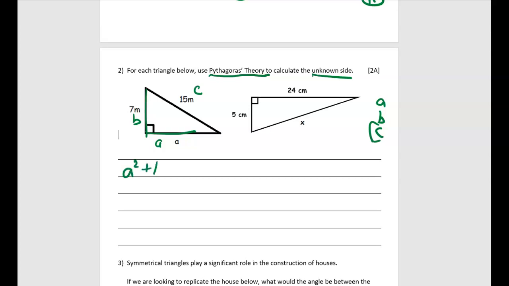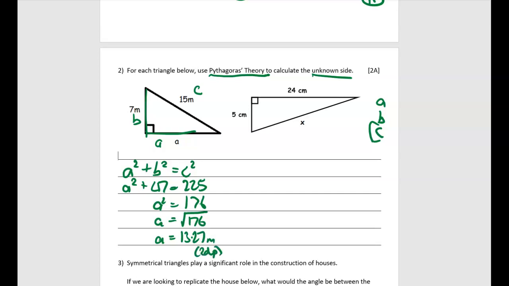So we'll write down our formula. A squared plus B squared is equal to C squared. A is staying as A squared. B squared is going to be 49, and C squared, 15 squared, 225. A squared is going to be equal to 167. I think it is. Nope, 176. Bad maths. There you go. A is going to be equal to the square root of 176, which means A will be equal to 13.27 meters, and that had a 2 dp rounding.